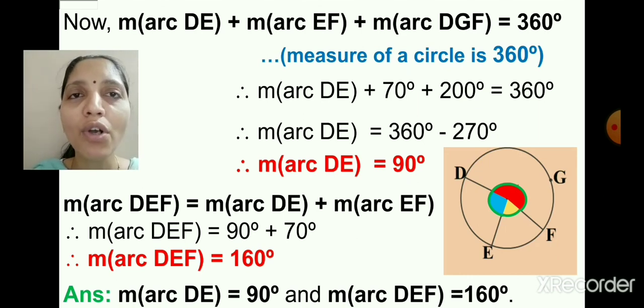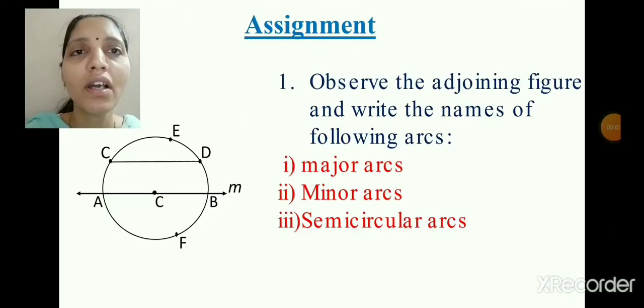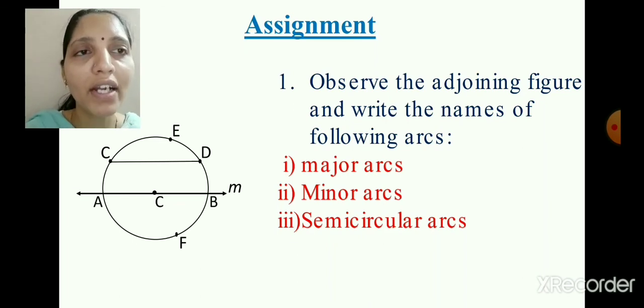Now let's move on to the last part of this session, that is the assignment. Here I have given you one question. In this question you have to write the names of major arcs, names of minor arcs and semicircular arcs from the given figure. So at least two names you have to write down.